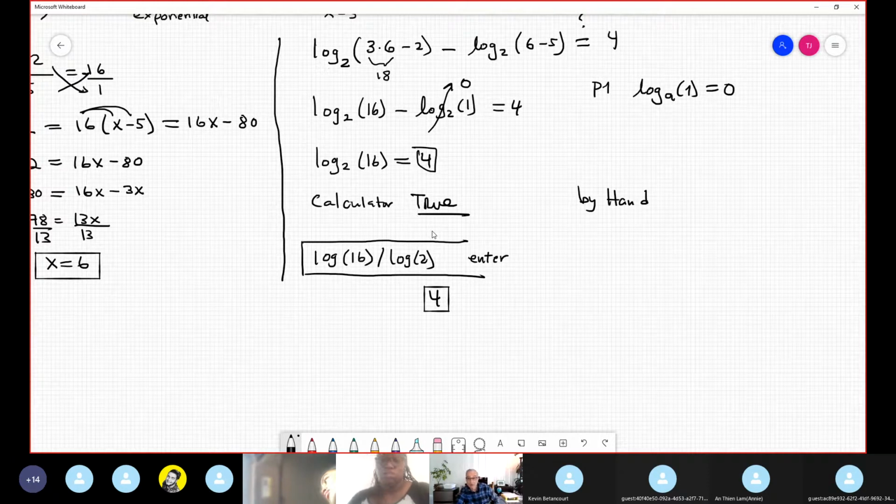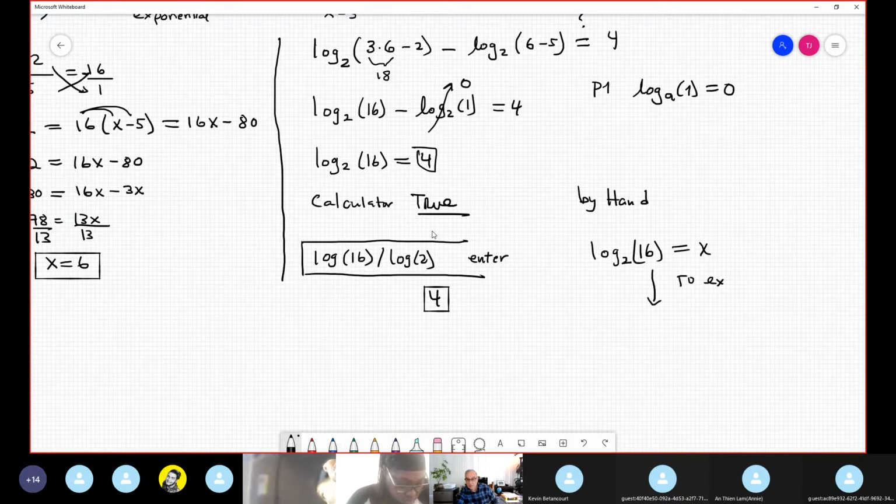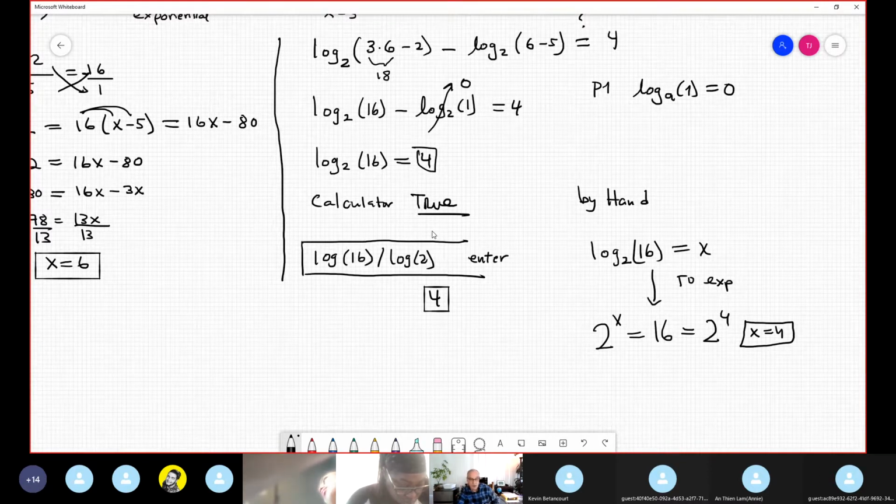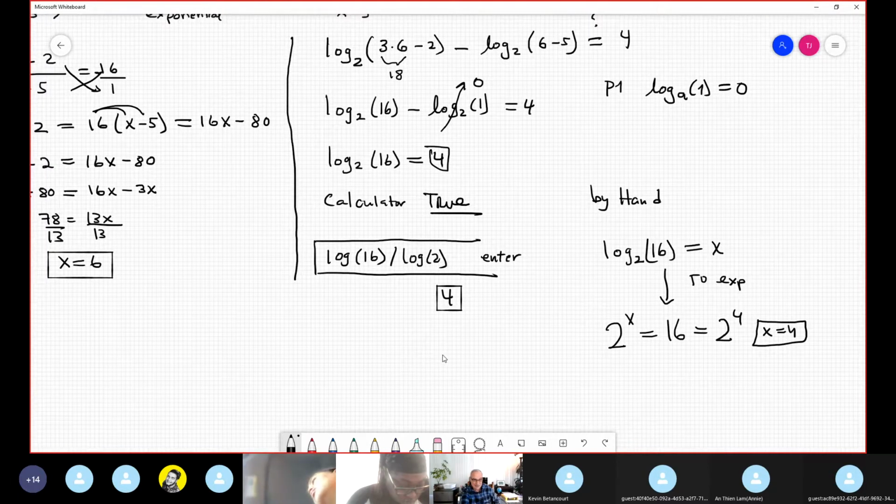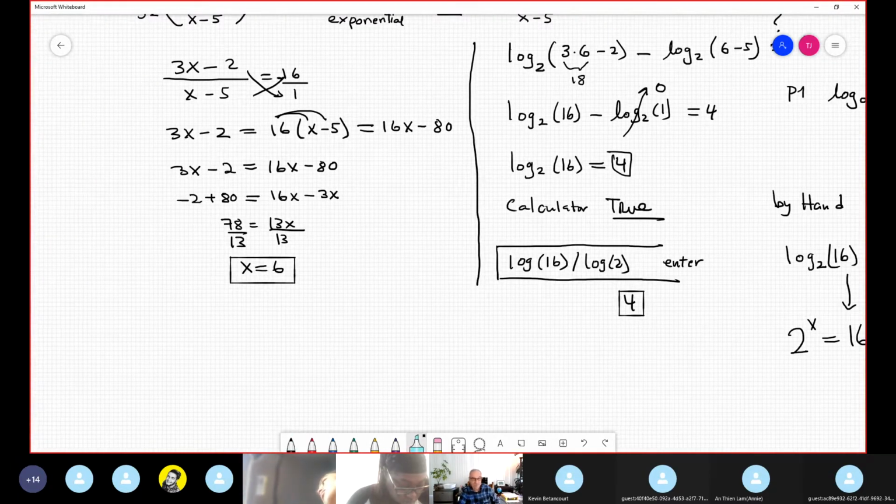But some students prefer another way. Logarithm base 2 of 16, I have no idea what the value is. You convert to exponential. The base is 2. The exponent I don't know. And it's 16. But I know that 16 is 2 to the 4th power. It's 2 times 2 times 2 times 2. Therefore, x equals 4. Again, we prove that the statement is true. And the solution is fantastic. The solution is super. It's the solution of our problem: 6.